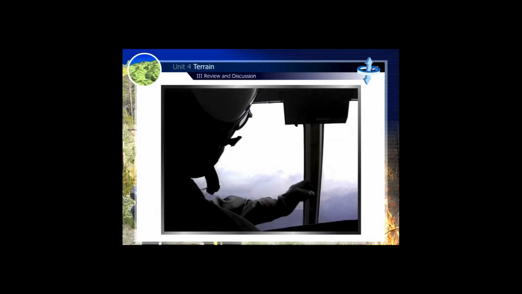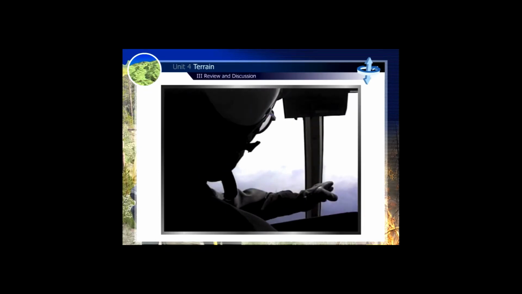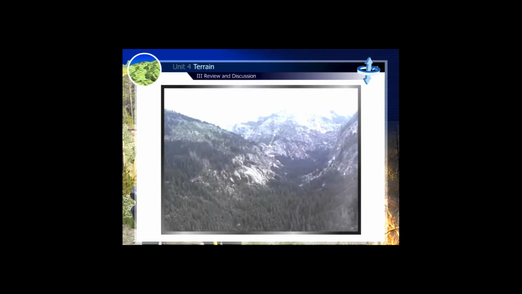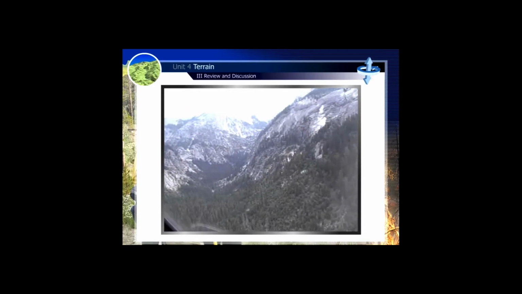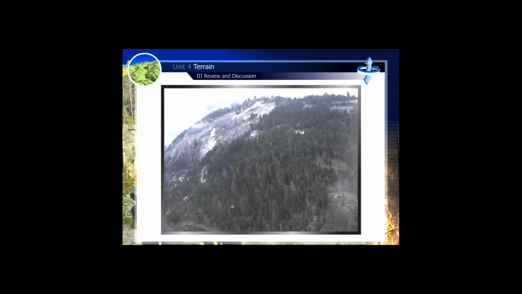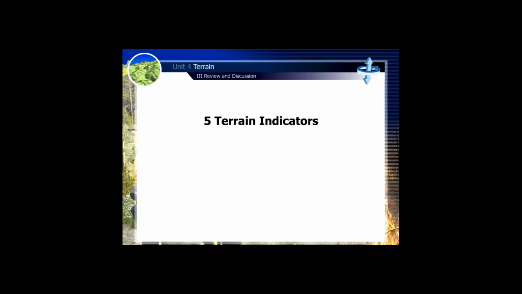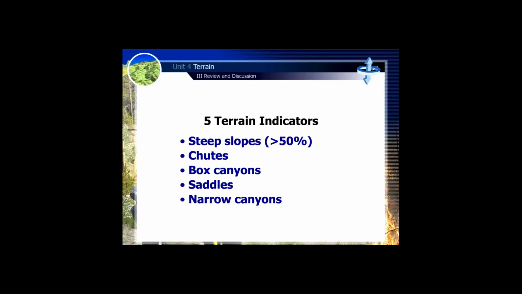When scouting the fire, look for these indicators. Remember that alignment of topography and wind should always be considered a trigger point to reevaluate strategy and tactics. Continue to build your mental model of the fire. We just covered the 5 indicators for terrain: steep slopes greater than 50%, chutes, box canyons, saddles, and narrow canyons.